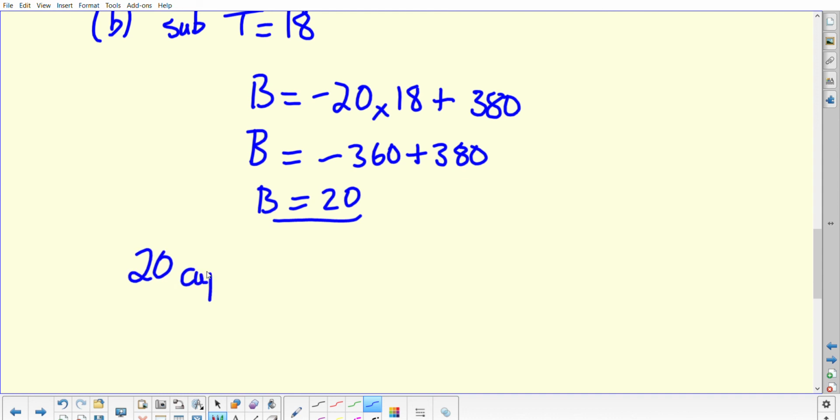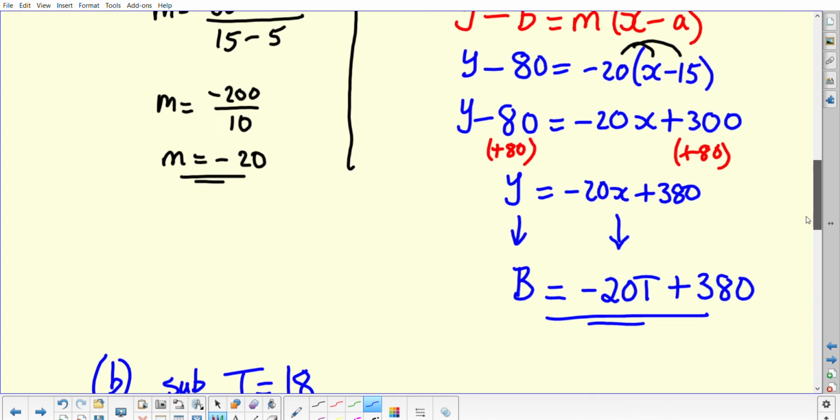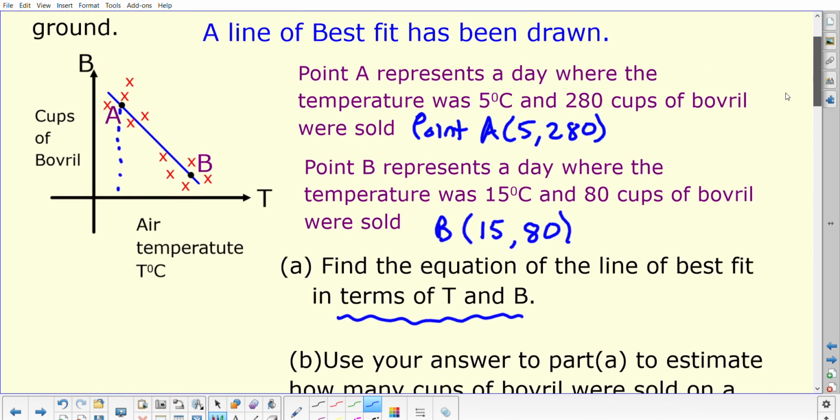So the answer to this bit of the question is that we have got 20 cups of Bovril were sold when the temperature was 18 degrees. And you can write out the sentence that says that, and that would be how you would earn the final mark in this particular question.